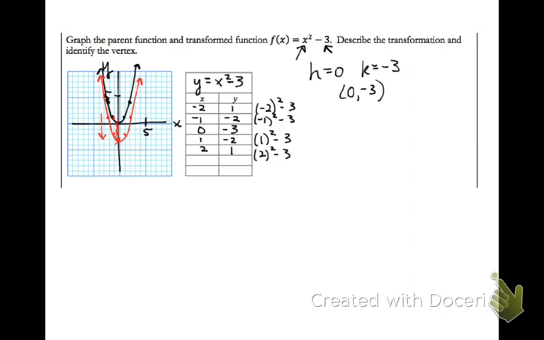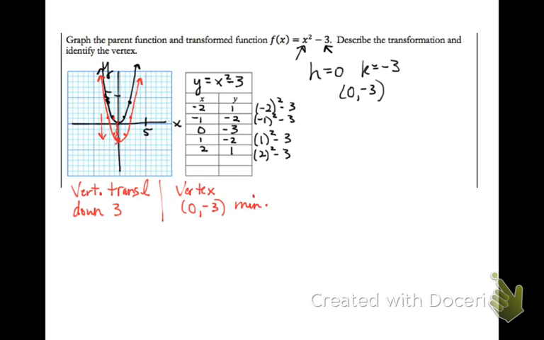So let's describe that transformation. It is a vertical translation down 3. Our vertex is at 0, negative 3. And we'll just add that this happens to be a minimum.